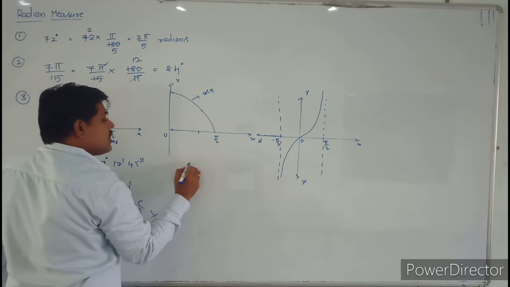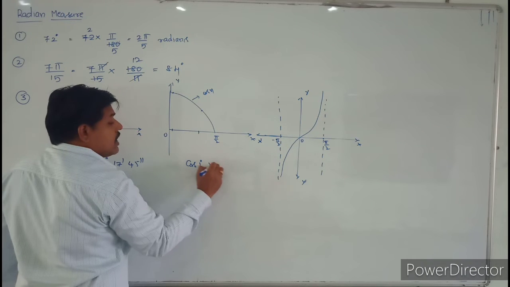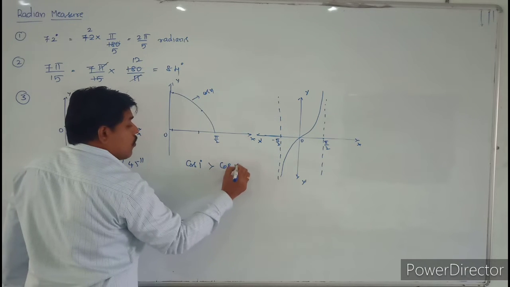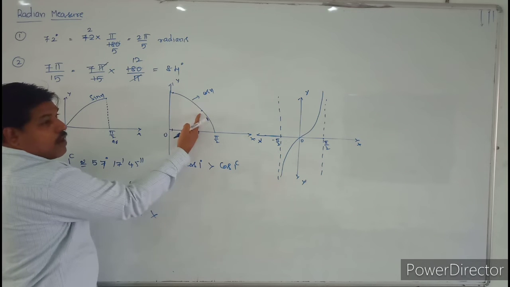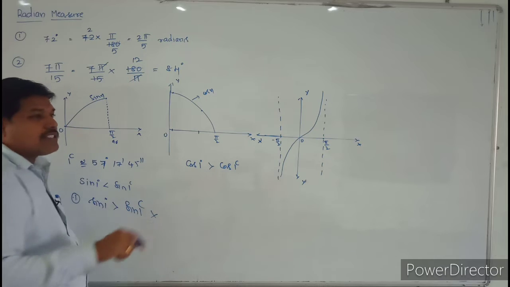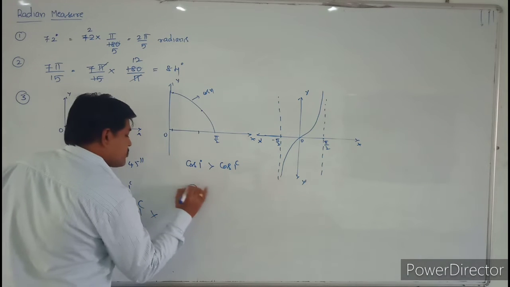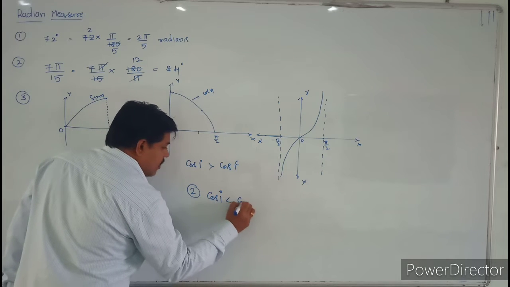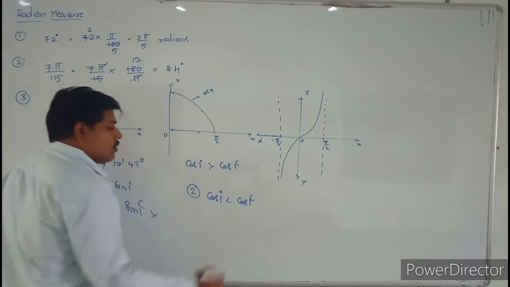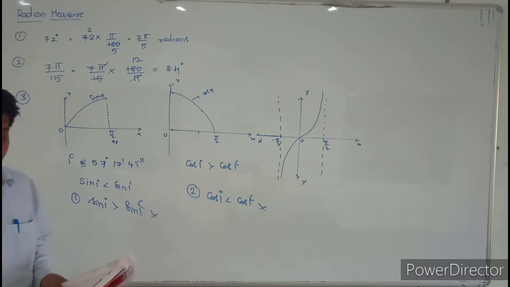So here we get the original form: cos 1 degree is more than cos 1 radian. But what is the answer they have given? What is the second option? The second option says cos 1 degree is less than cos 1 radian. So this option is also wrong.